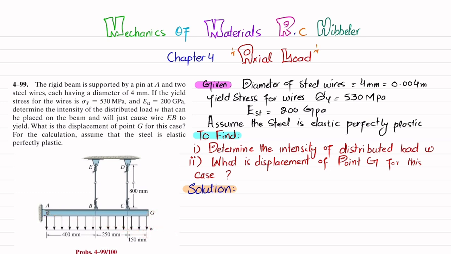So what will be the first step? The first step is that if you remove this pin support at point A, you will have a reaction force RAY, and there will also be a horizontal reaction force RAX. Similarly, if you remove this wire BE, there will be a vertical reaction of this wire EB on this beam, which is FEB. And similarly for CD, the vertical reaction force offered by this wire CD will be equal to FCD on the beam.